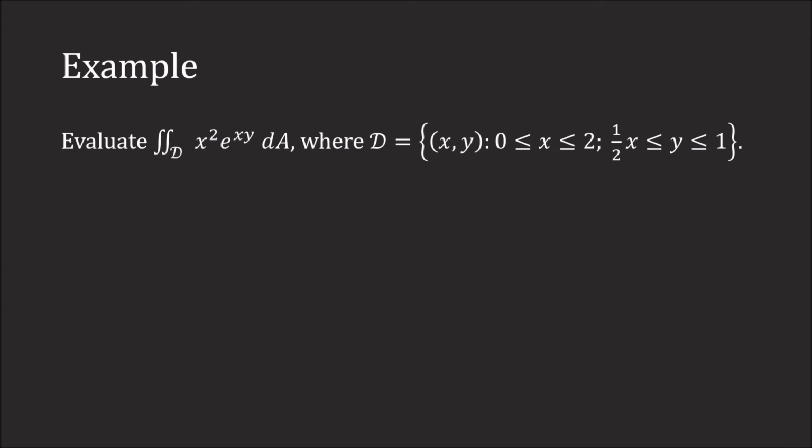So let's go ahead and evaluate the double integral of x squared times e to the xy over a region D, where D is this. So the double integral over D of x squared e to the xy dA. We're integrating with respect to y first, x last, so the outer integral will be from 0 to 2. Then the inner integral will be from x over 2 to 1. Then we have x squared e to the xy dy dx.